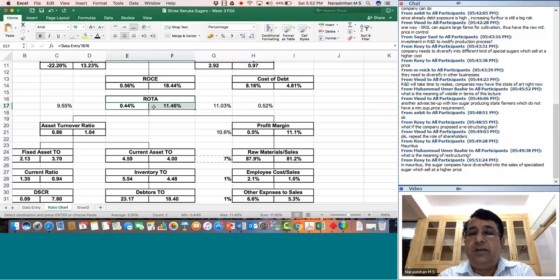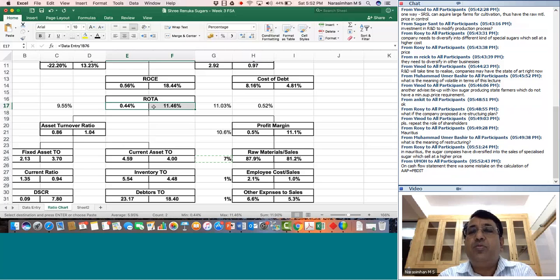Okay. Let us move to the next question. On a cash flow statement, there was some mistake in the calculation of AAP.